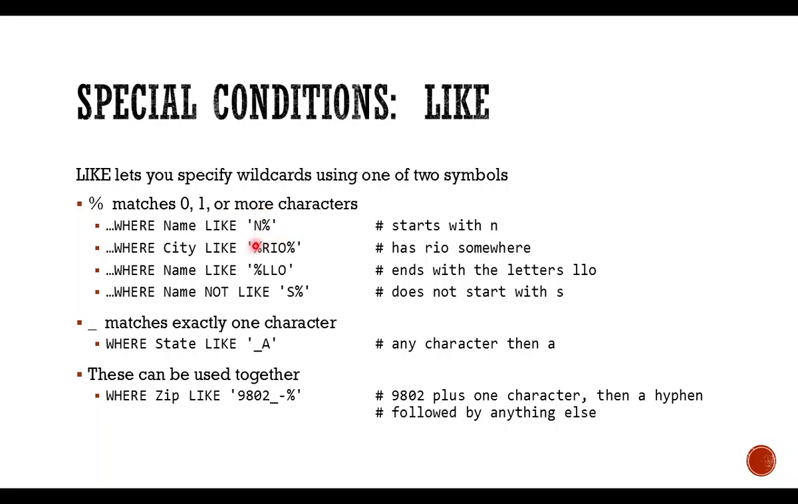You can use them before and after. In this case, I don't care what comes first, but the word Rio needs to then somewhere appear, and I don't care what comes after. Again, it could be 0 or more characters, so even if the city is exactly Rio, it would still be picked. But certainly if Rio is anywhere in there, it's going to be picked. You can also put the percent sign at the beginning. So this says, I don't care what comes first, but at the end there better be LLO.